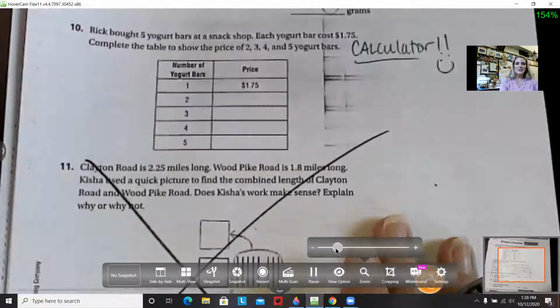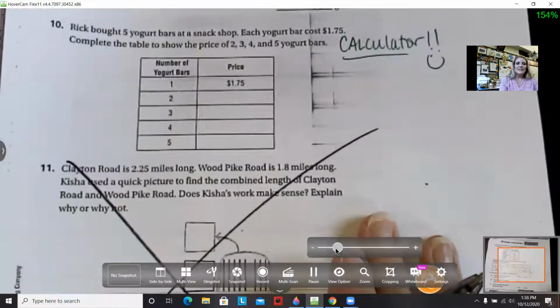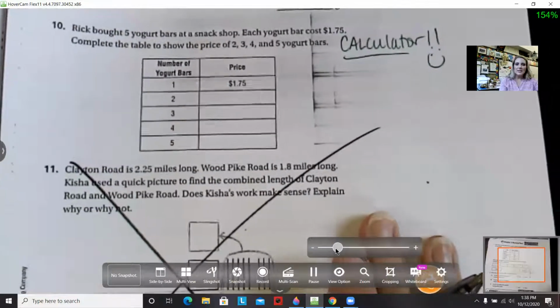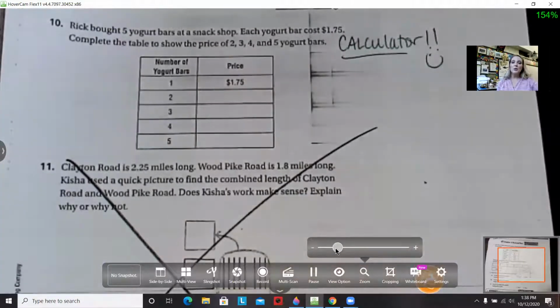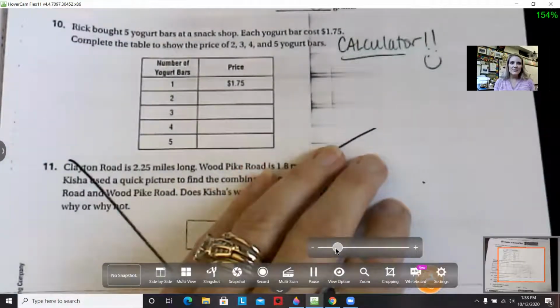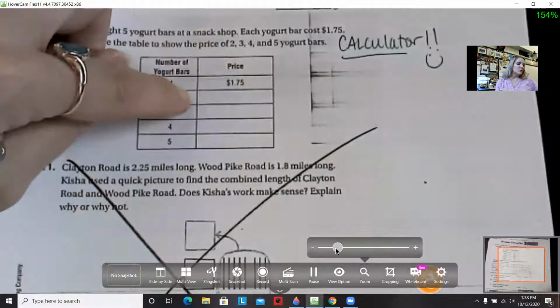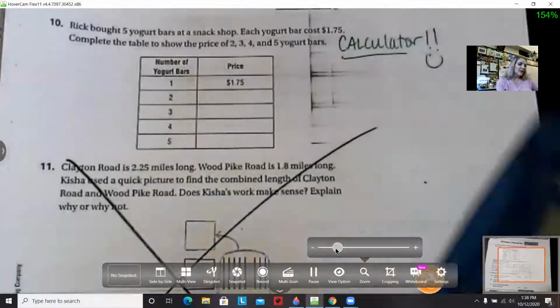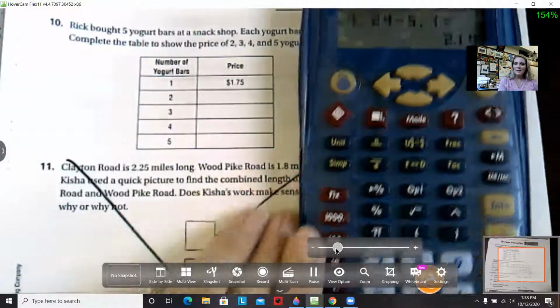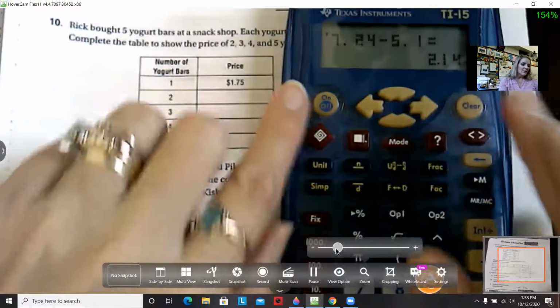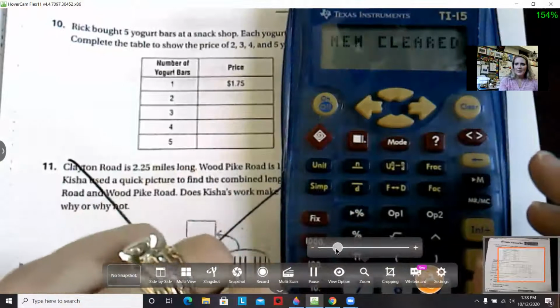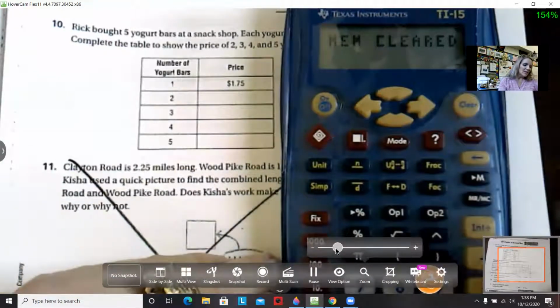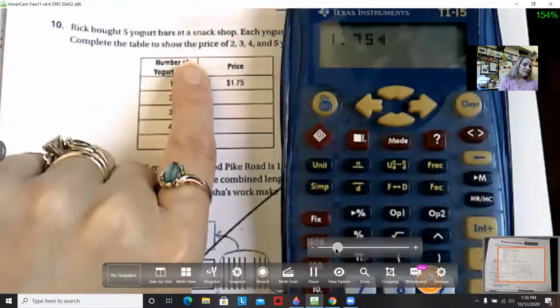All right, let's go to number 10. It says Rick bought 5 yogurt bars at a snack shop. Yum, yum. Each yogurt bar cost $1.75. So we need to show the price of 2, 3, 4, and 5. And I have written here, calculator. So turn on your calculator, get it ready. If you have one of these at home, press on and clear. I'm sure you don't. But let's start with $1.75.